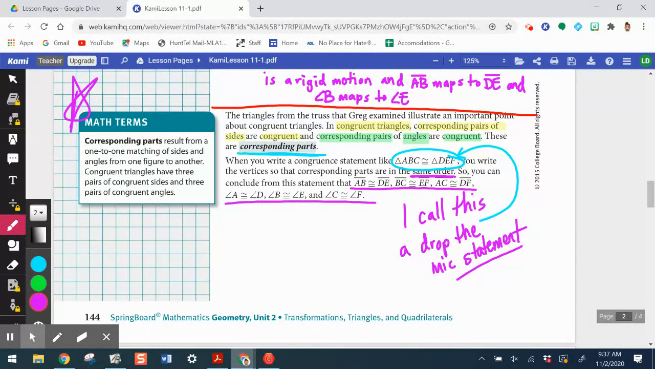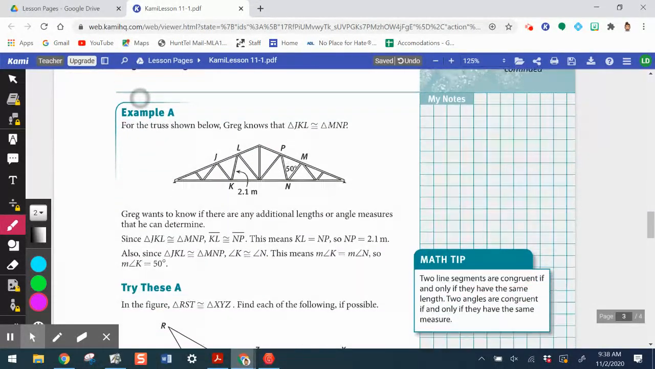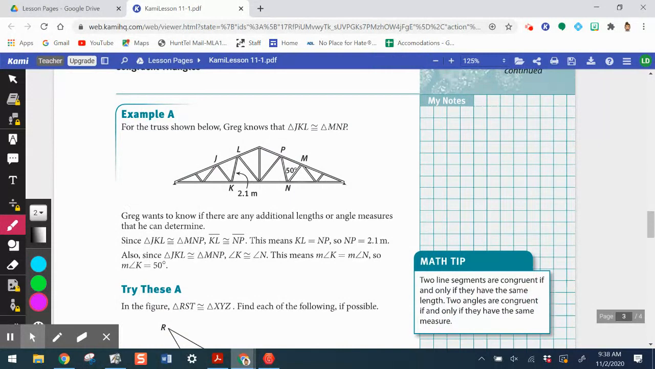So the reason I call it drop the mic is that if we can write this statement, it tells us all of this other information. In fact, it tells us that there are 3 pairs of congruent sides and 3 pairs of congruent angles. So this statement is very important, not only that the order matters, but that we have that statement to uncover which corresponding parts are congruent between 2 different triangles. So with all that in mind, let's take a look at example A.